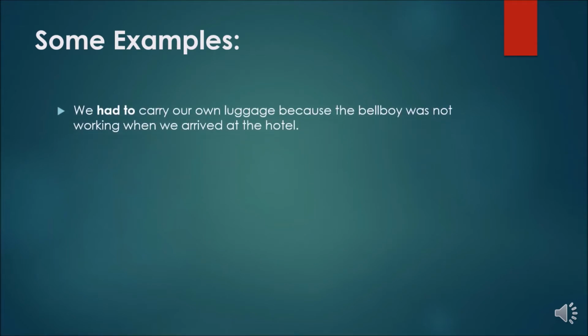Okay, let's go over some example sentences to understand it better. We had to carry our own luggage because the bellboy was not working when we arrived at the hotel. So, who carried the luggage? We did it, because no one was there to help us. As you can see, after had to, carry is used, which is the base form of the verb.